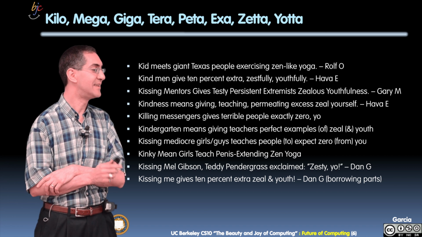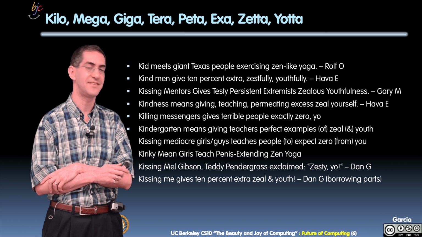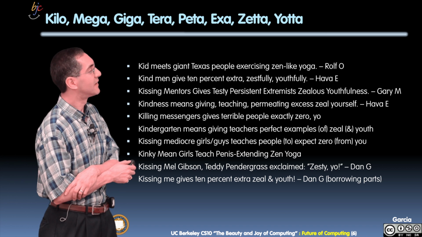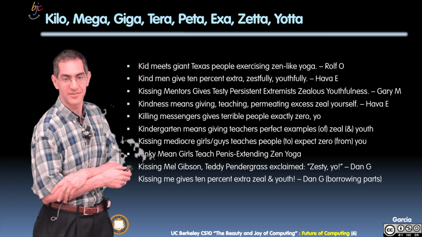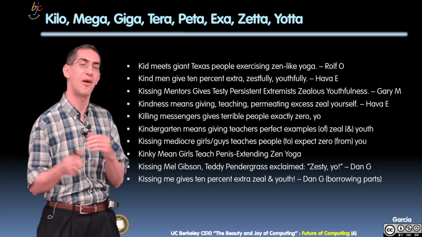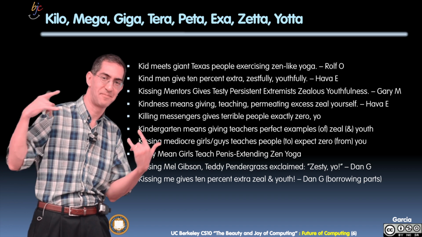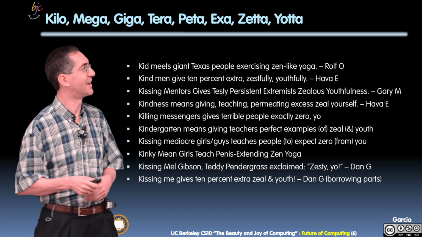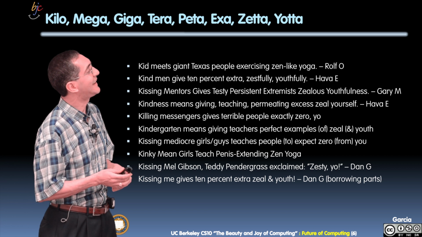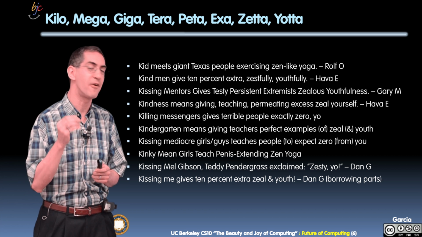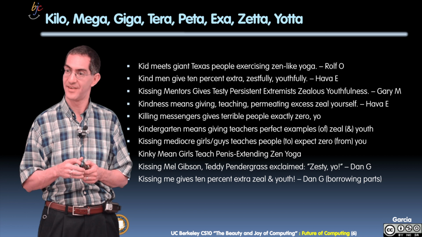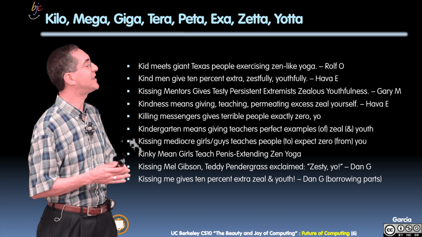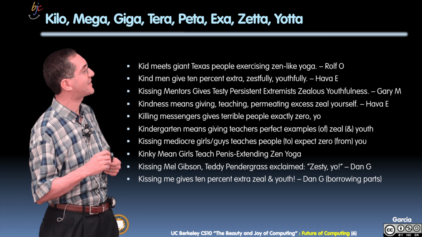Kindness means giving, teaching, permeating excessive zeal yourself. I like that a lot. That's a great one, right? Okay? Killing messengers, don't kill the messenger, gives terrible people exactly 0, yo. And you have to kind of do a little gang sign or something like that. All right. Kindergarten means giving teachers perfect examples of zeal and youth. Like that one, right? Okay. Kissing mediocre girls or guys teaches people to expect 0 from you.